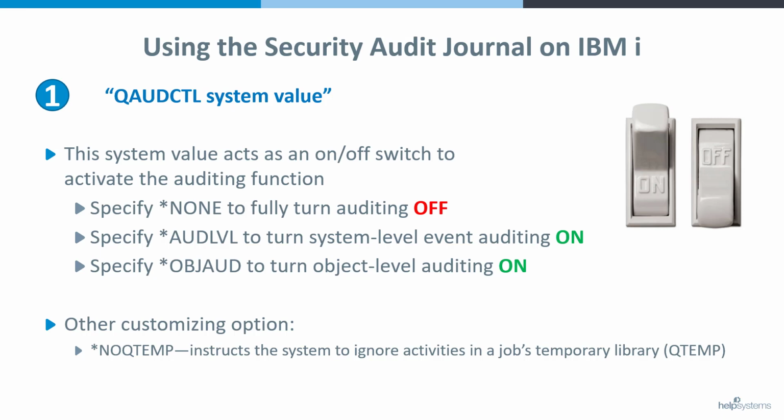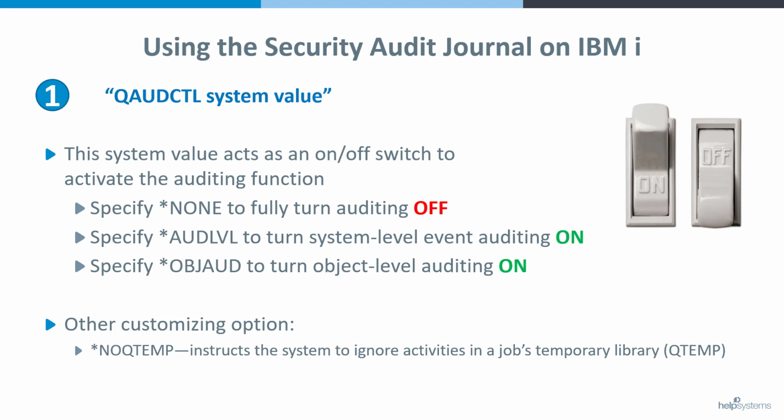Number one, the audit control system value. As its name suggests, this is a system value, and it is belonging to the QAUDCTL attribute. Now, this is in essence the on-off switch that activates the auditing function, and the operating system is pre-configured in the none state, meaning auditing is turned off.